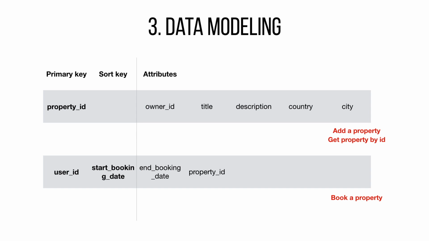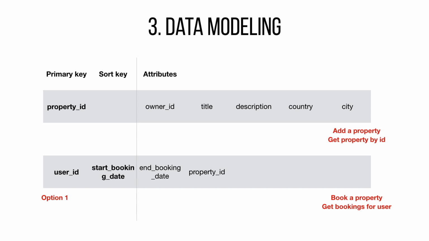How to decide which is our primary key and sort key is very important here. In this case of booking a property, we are not creating a booking ID. We don't need it, and we are not keeping track of booking ID. We can decide if we want to store the information by user ID or by property ID. So we have two options. Option 1 is the one I will try now, and then we will try option 2. Option 1 is that we will use the user ID as the primary key, and then the sort key will be the start booking date.